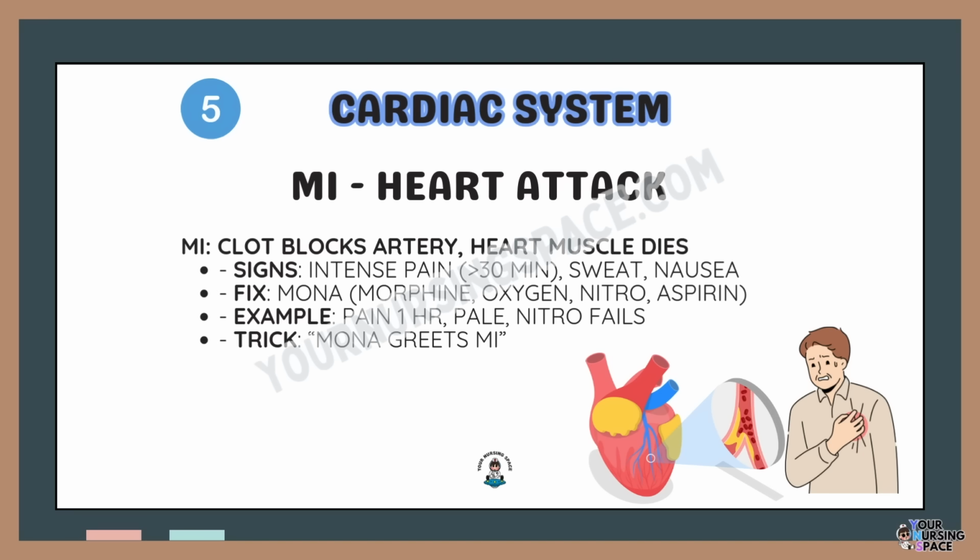The initial management of MI follows the acronym MONA, which stands for morphine to relieve pain, oxygen if saturation levels drop, nitroglycerin if blood pressure remains stable, and aspirin to prevent further clotting. After these immediate steps, the next interventions include percutaneous coronary intervention, or PCI, such as angioplasty to open the blocked artery, or thrombolytic therapy if it can be administered quickly, ideally within 3 hours of symptom onset.